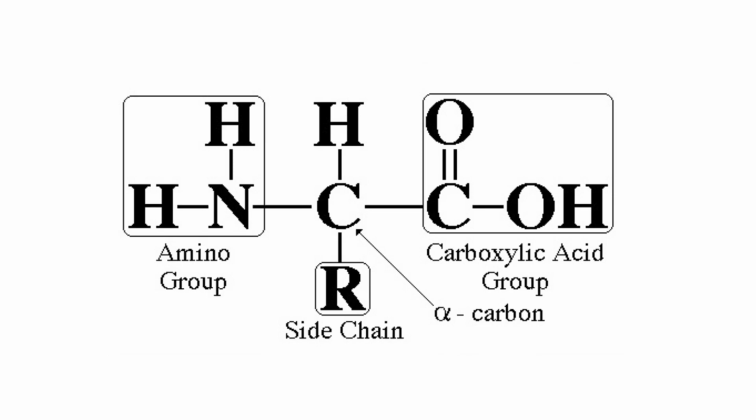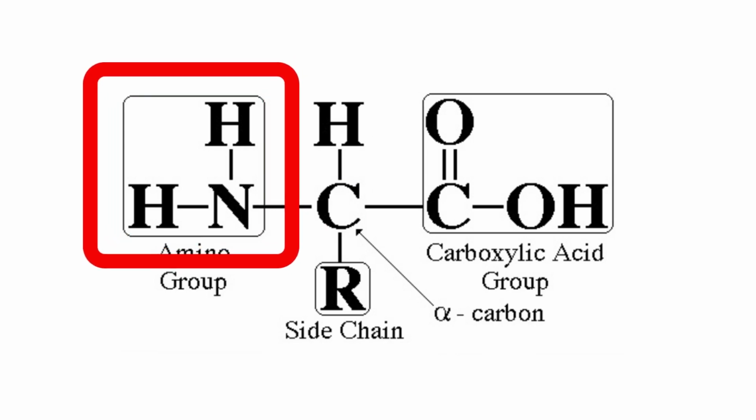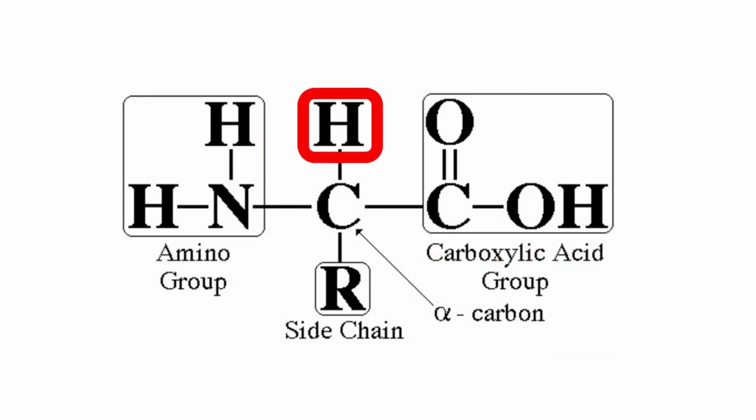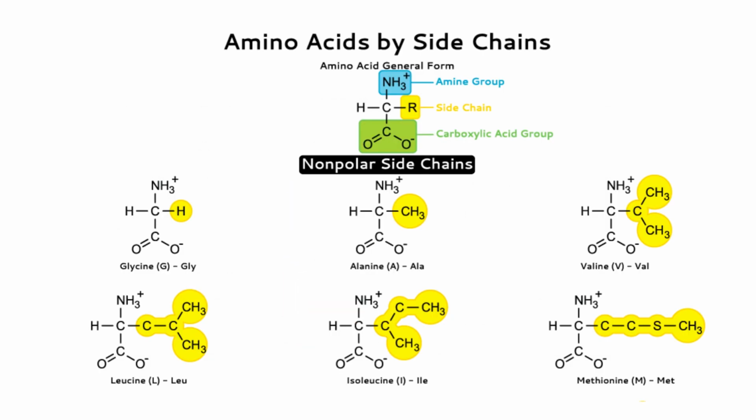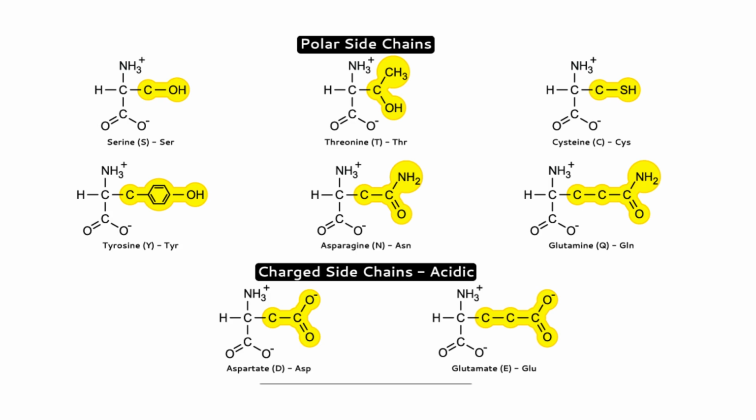All amino acids have in their structure a central carbon atom, called the alpha carbon. Also, they have an amino group, a carboxyl group, a hydrogen atom, and a side chain, all bound to the alpha carbon. The difference in the side chain group or R group determines the unique properties of each amino acid.